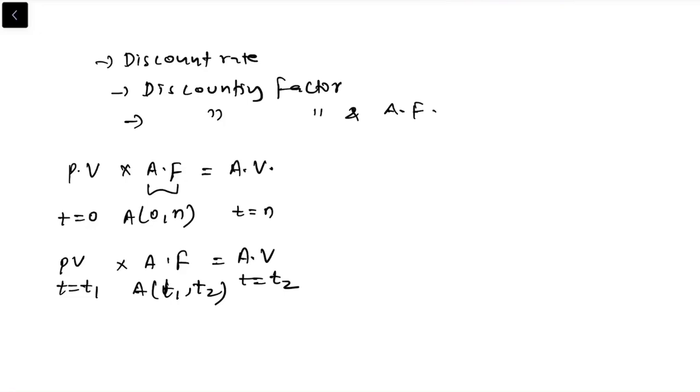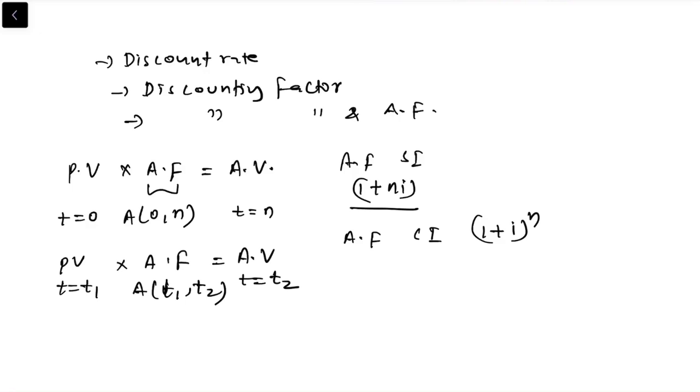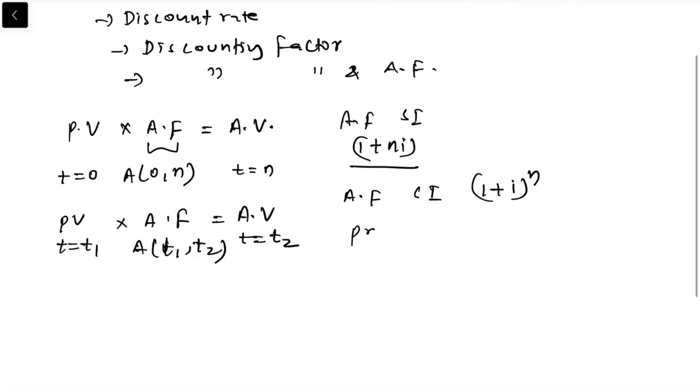And then we saw that the accumulation factor in case of simple interest is 1 plus ni, and accumulation factor in case of compound interest is 1 plus i to the power n. And then we saw the principle of consistency.